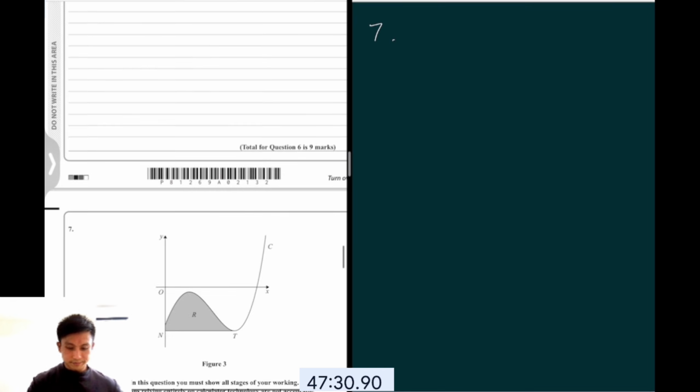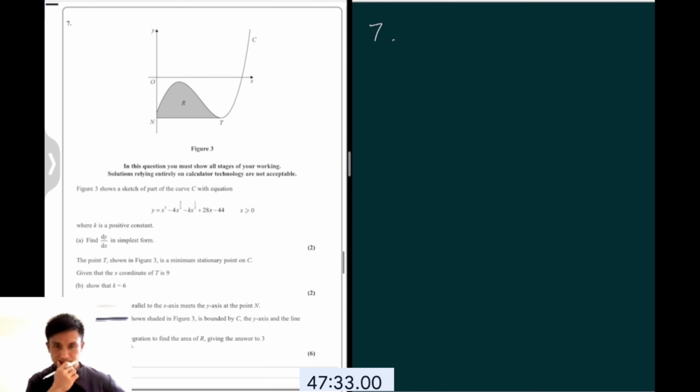Let's see. Number 7. Okay, it's 47 past now. Part A, find dy by dx in simplest form. That's fine. So we can just differentiate that.